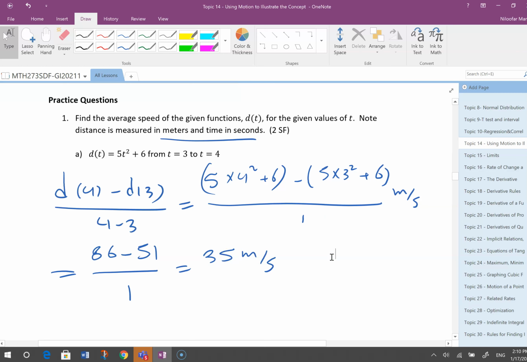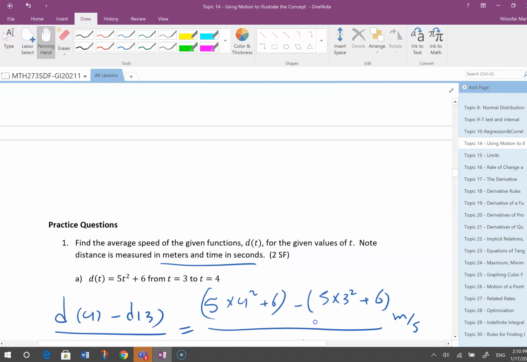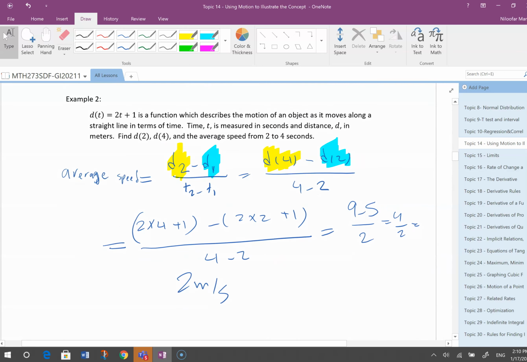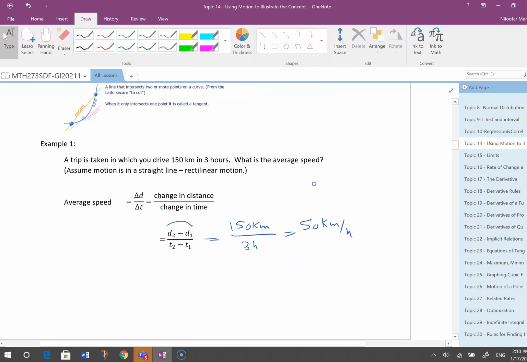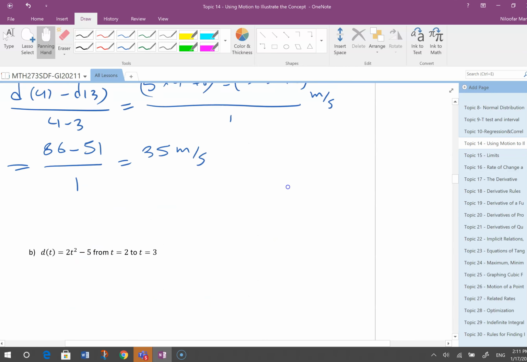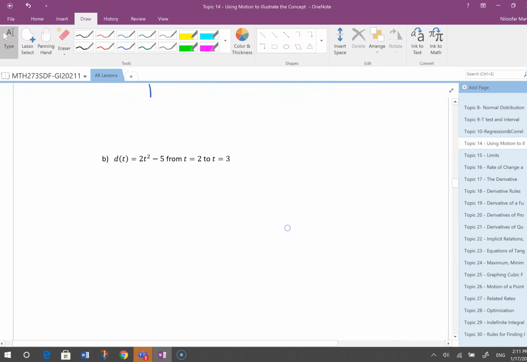Okay, so average speed is d2 minus d1 divided by t2 minus t1. d2 is d(t2) and d1 is d(t1). That is what I said here, and also here. So now you do this one for this.